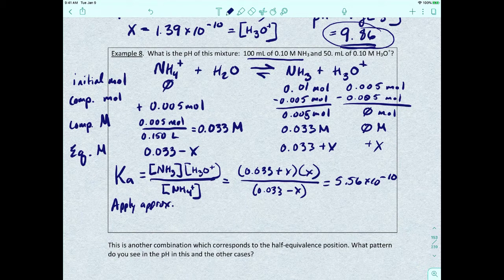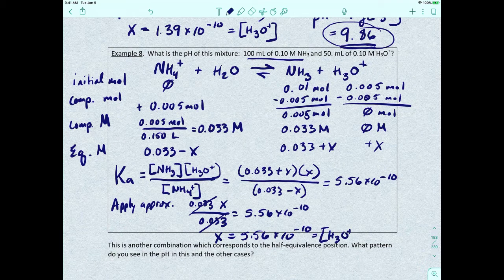All right, so if we apply the approximation and say that whatever X comes out to be, it's going to be so small that it's not going to change any of these equilibrium concentrations except for the hydronium ion, that means we should have 0.033 times X divided by 0.033, equal to 5.56 times 10 to the minus 10th. So the numerator and the denominator, we can cancel out a factor of 0.033, so that X is equal to 5.56 times 10 to the minus 10th.